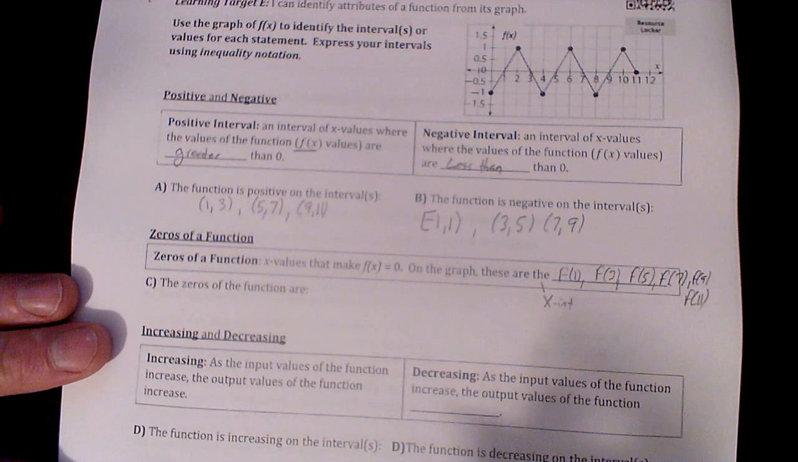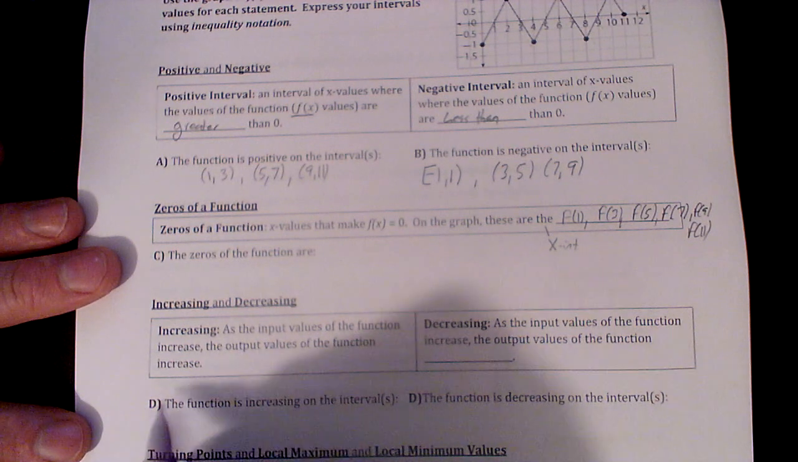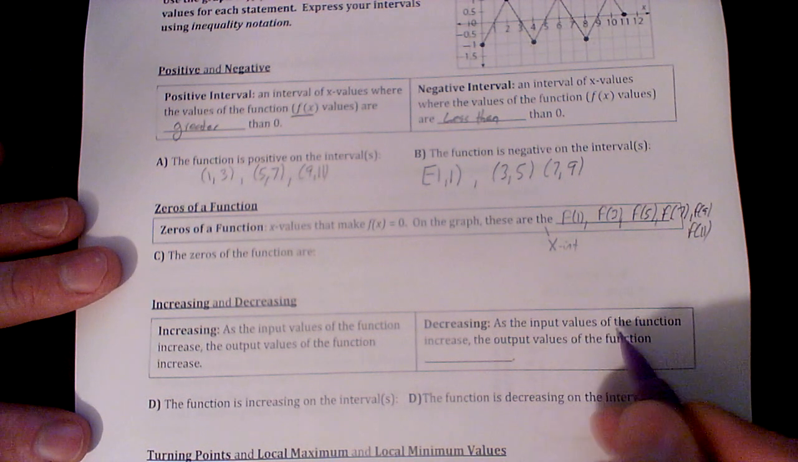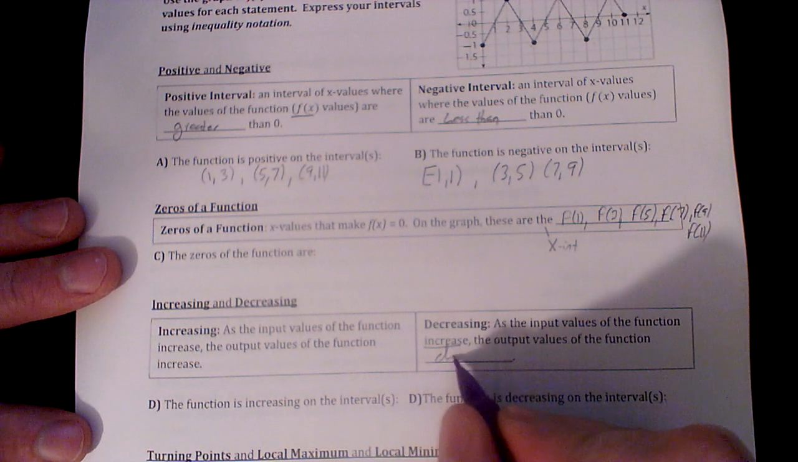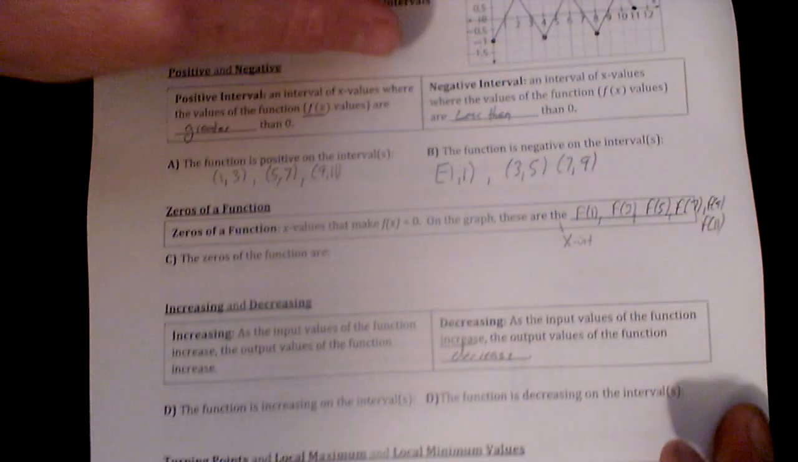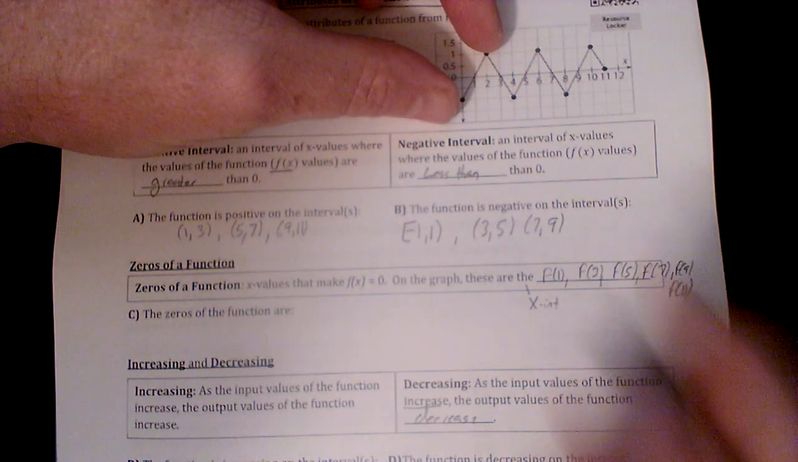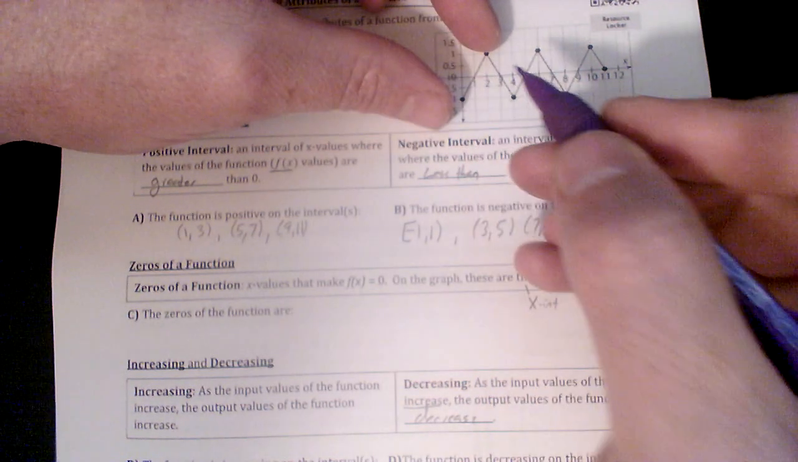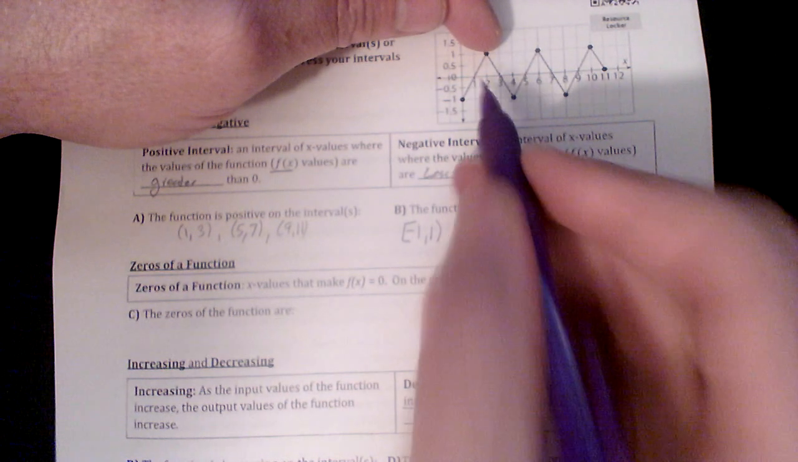Increasing and decreasing. Increasing means as the input values of the function increase, the output values of the function increase. Decreasing means as the input values of the function increase, the output values of the function decrease. So let's look at it. From here to here, it's increasing. As my x goes larger, the y goes larger. So it's increasing from an x value of 0 to 2.